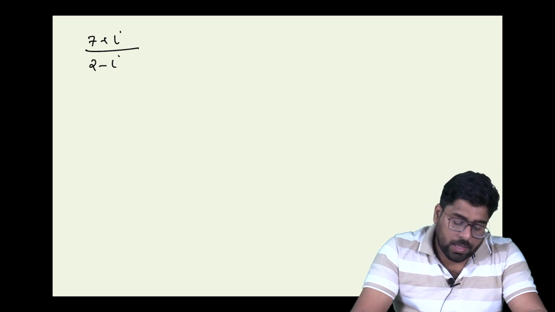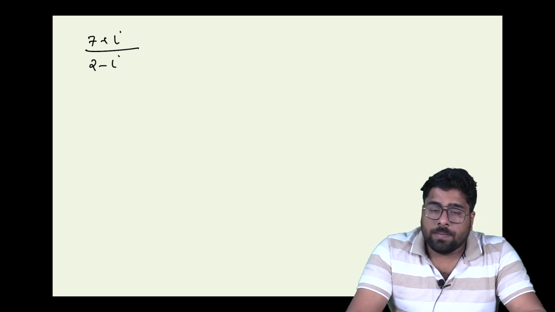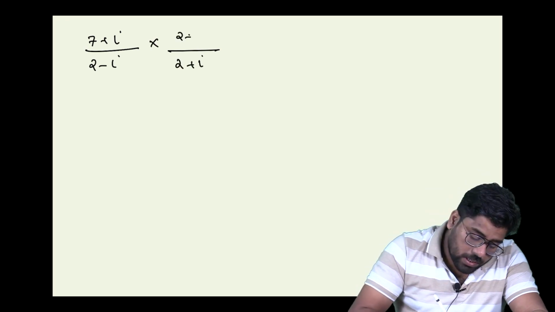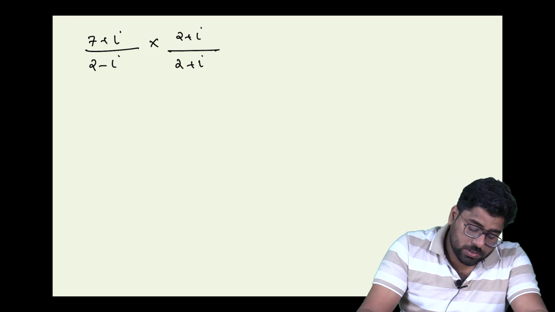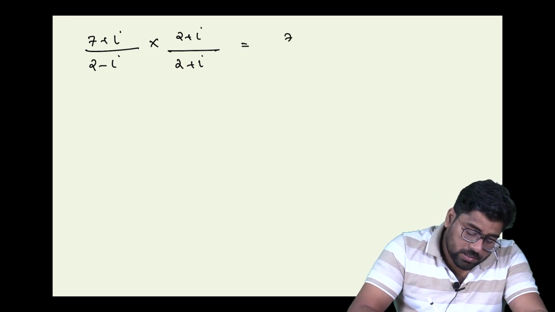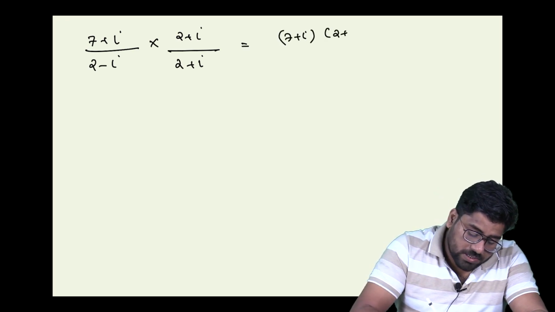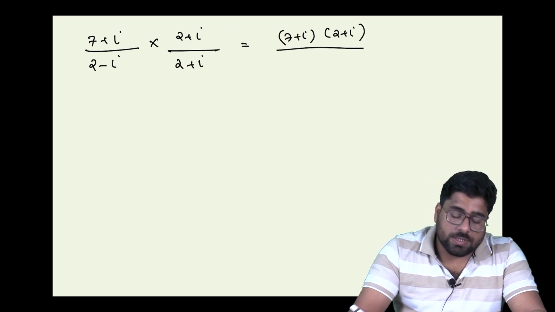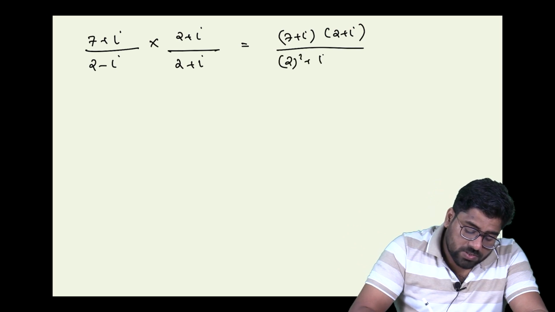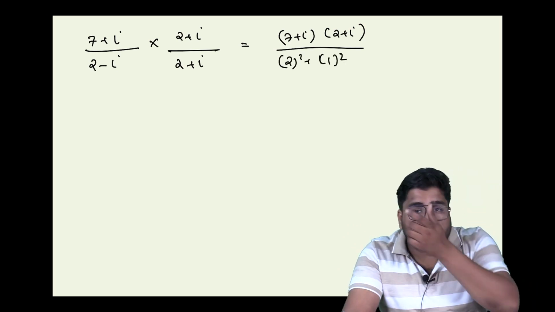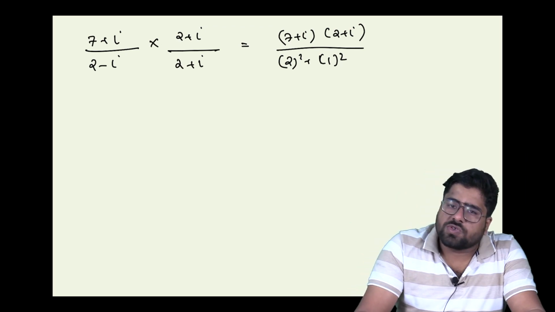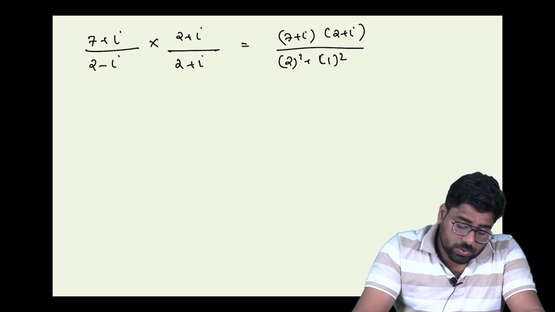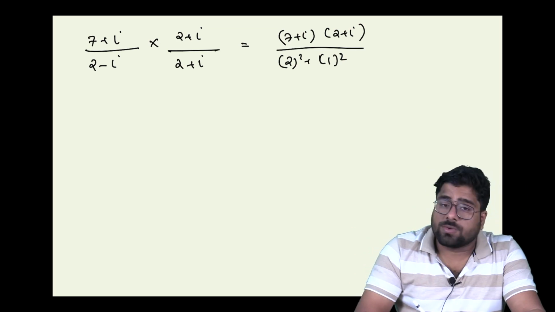So, how can I do that? I am supposed to multiply with the conjugate of the denominator. So, when I am multiplying it here, I will write it on the numerator also. So, it is going to be 7 plus i into 2 plus i, divided by 2 minus i into 2 plus i. 2 minus i into 2 plus i is going to be 2 square plus 1 square. As I said, it is a direct formula: a plus ib into a minus ib is a square plus b square.